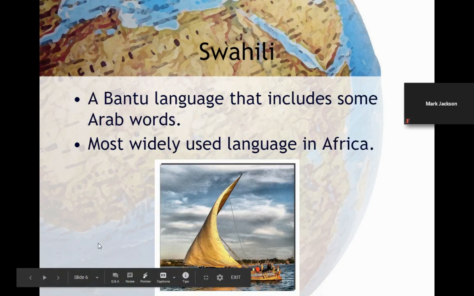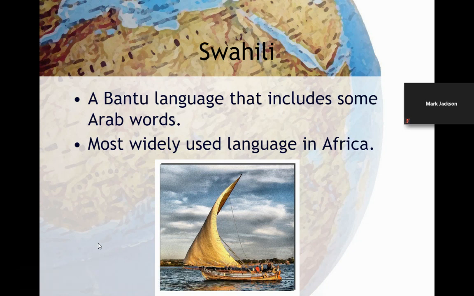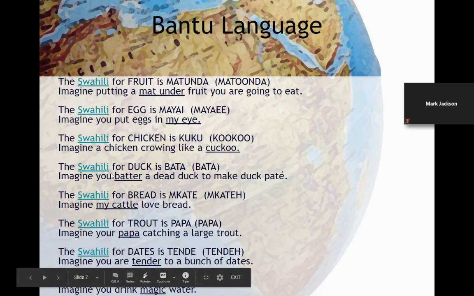Now, in a lot of these African nations, specifically in southern Africa, they spoke a language known as Swahili. It's a combination of Bantu and Arabic words. Again, it's mostly used throughout most of southern and eastern Africa. So here are some examples of this language.